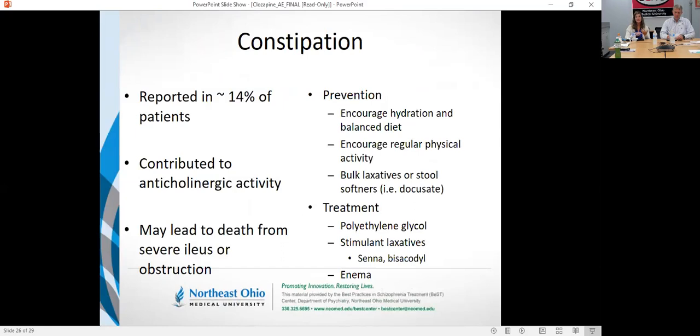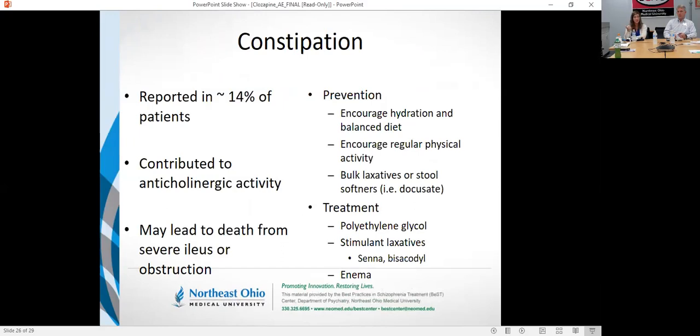On the prevention side, hydration, having a balanced diet with a good amount of fiber, encouraging regular physical activity can assist with the constipation. Bulk-forming laxatives, so things like psyllium, or stool softeners like docusate could help, but only in patients who have mild constipation, who maybe infrequently have this. If they have more regular constipation or it's not resolved, using the bulk laxative actually may lead to an obstruction.